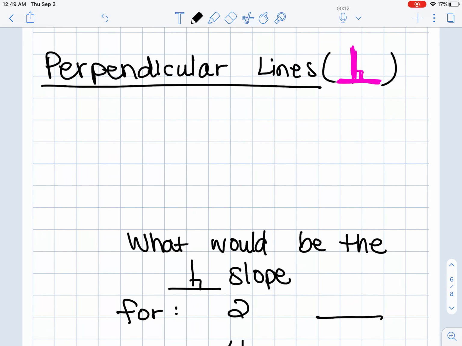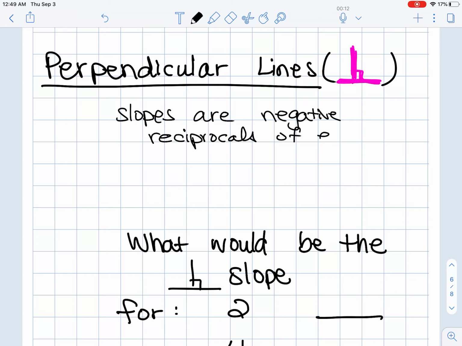All right, let's talk about perpendicular lines. So perpendicular lines, the definition of perpendicular lines is that their slopes are negative reciprocals of each other. So if their slopes are negative reciprocals of each other, that's basically like saying negative, meaning opposite or times a negative, and the reciprocals, we flip it.